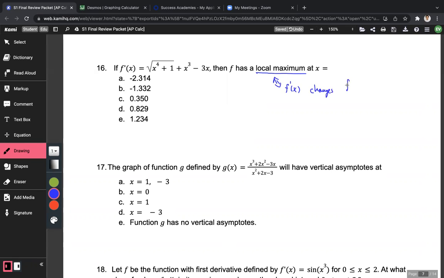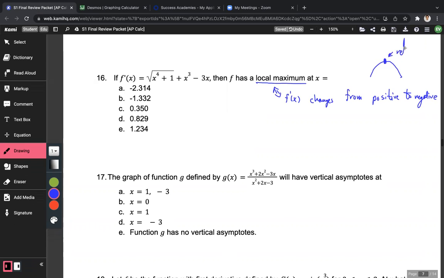Changes from positive to negative. If you have trouble keeping them straight, as I obviously do, sometimes it helps to sketch. That's what a relative maximum is going to look like. Here my slope is positive, here my slope is negative.